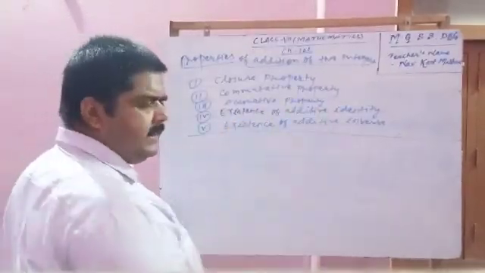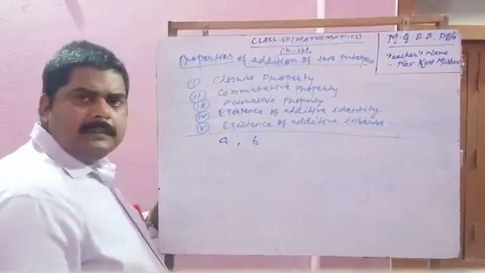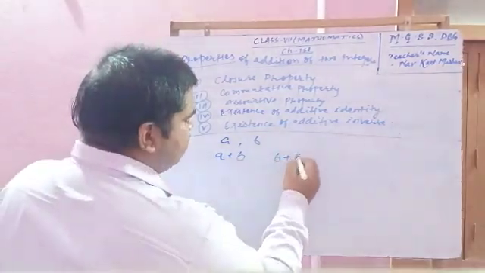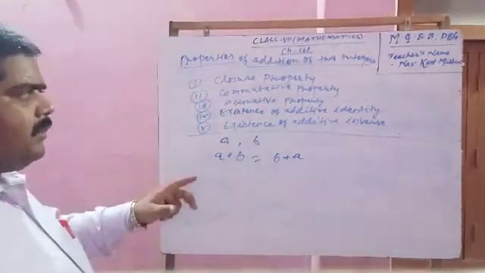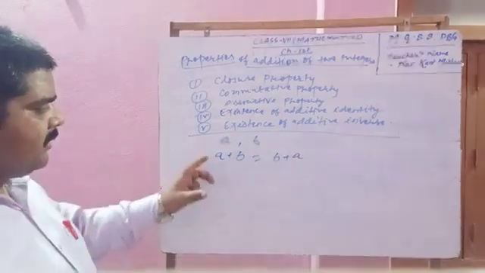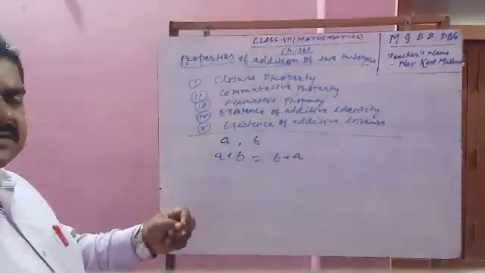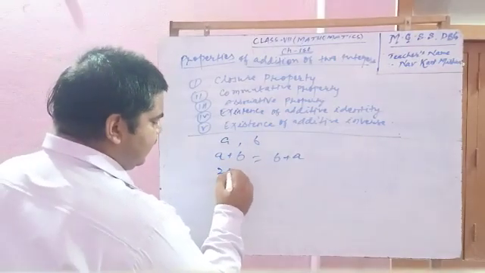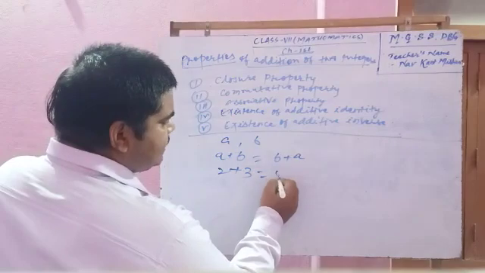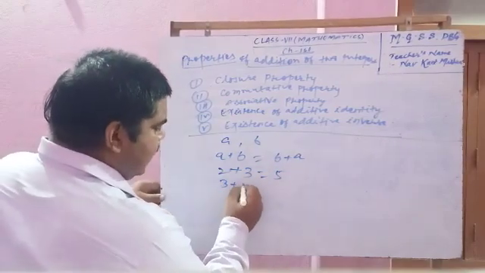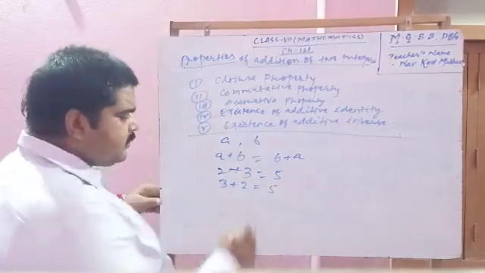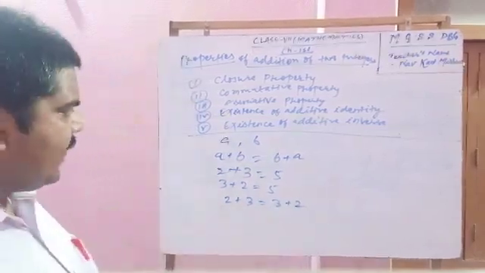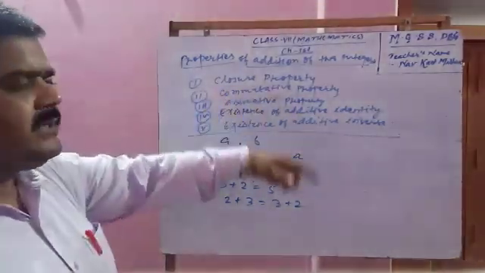For the second one, the commutative property, if A and B are two integers, then if you add A plus B, and then change the order and add B plus A, the result is unchanged. So the commutative property of integers tells us that the order of the integers doesn't matter regarding addition. For example, 2 plus 3, if you add, the result is 5. If you change the order, 3 plus 2, the result is also 5. So here you see that 2 plus 3 is equal to 3 plus 2. The result is unchanged, and this property is the commutative property.